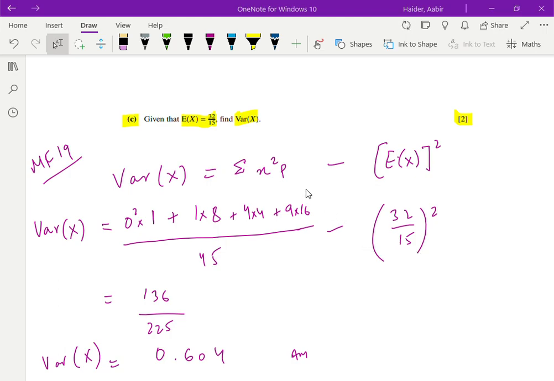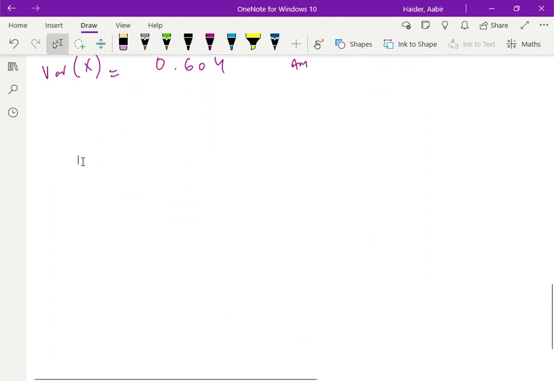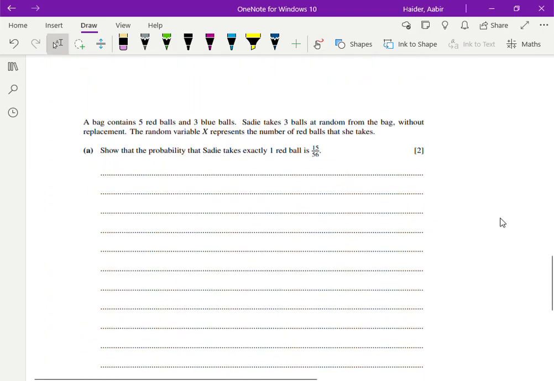Okay, so we have this one, and then we have another question here from the 2020 paper, but this is a different variant. So let's see what the question has. Okay, this is from 2020 and variant is 2, paper 5, S1, right? So winters. Okay, now a bag contains 5 red balls and 3 blue balls.